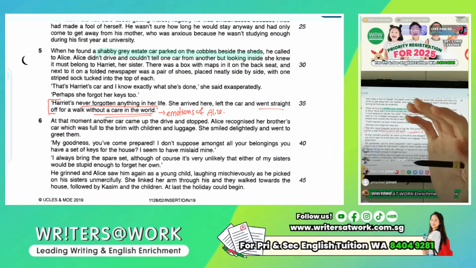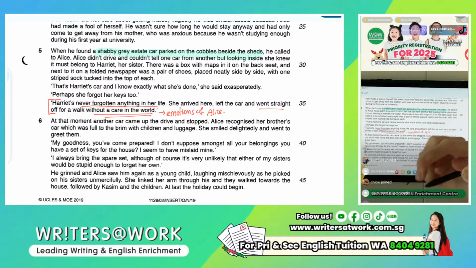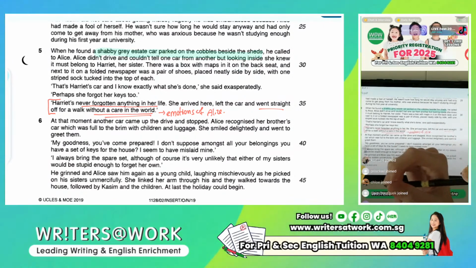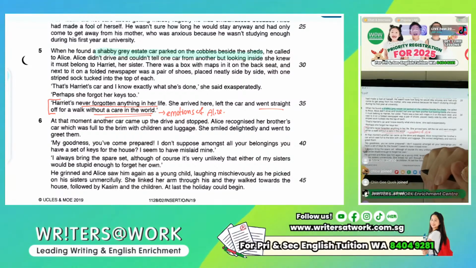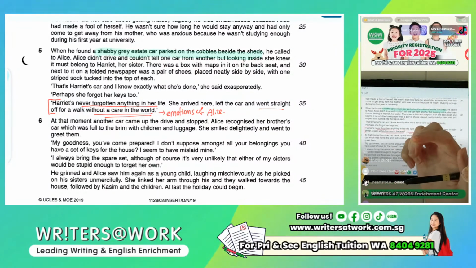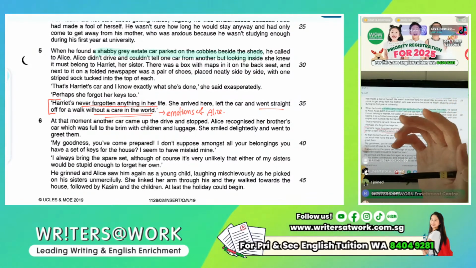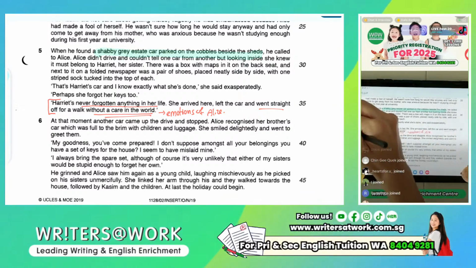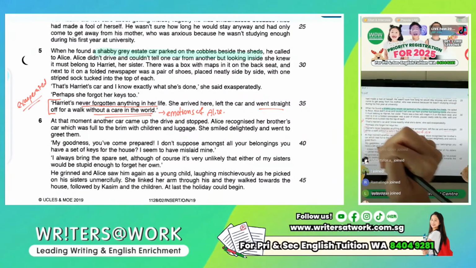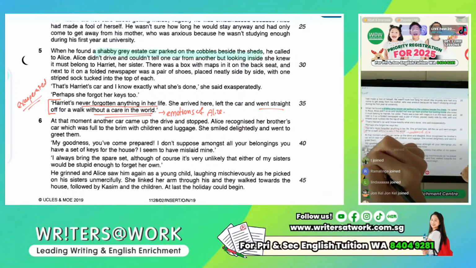So as we read, we need to ask ourselves, how are the characters feeling and how are the emotions changing over time? Because this will affect the kind of description we will give for their mood, their tone of speech, etc. All right. So we could say that she was exasperated over here. That means she's very, very, very annoyed.